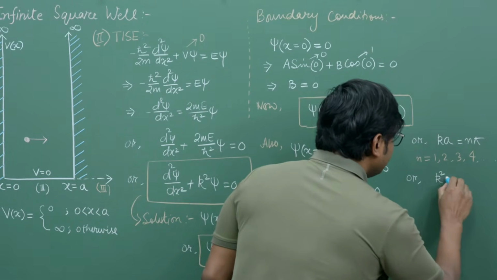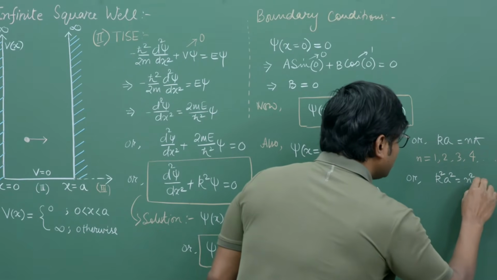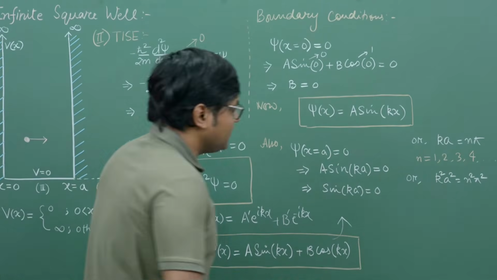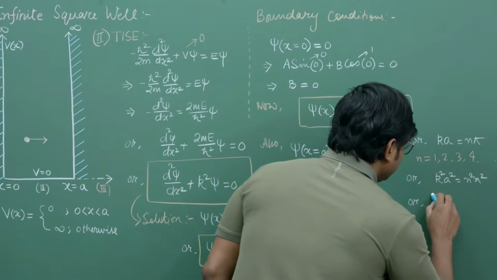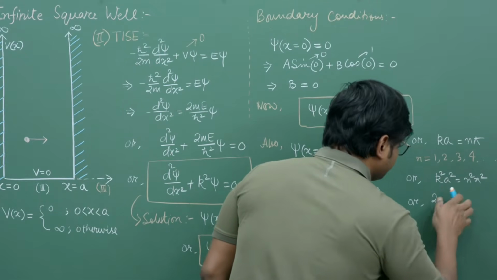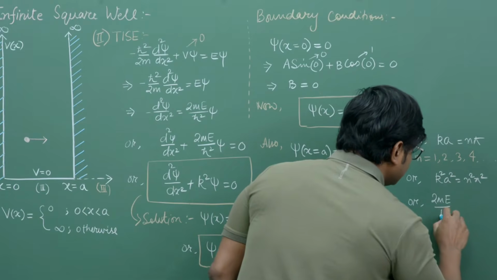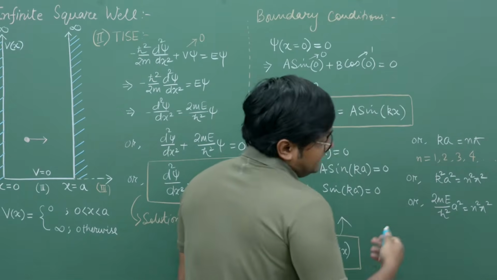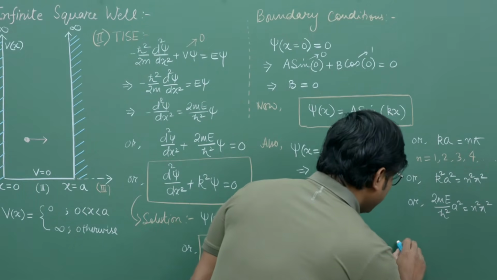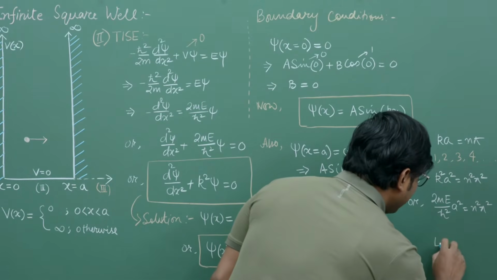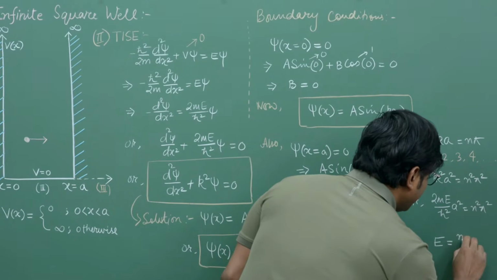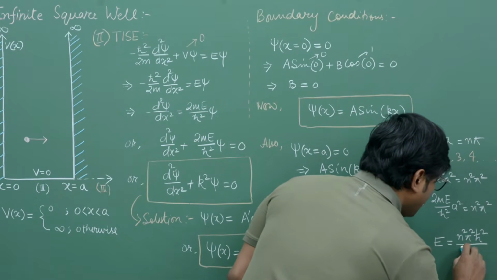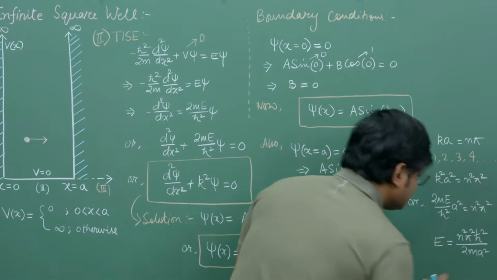So k square a square is equal to n square pi square. But what is k square? k square is equal to 2mE upon h cross square, right? So if I substitute that here, I should get 2mE upon h cross square times a square is equal to n square pi square. Now if I write it properly, I should get an expression for the energy: E is equal to n square pi square h cross square upon 2ma square.